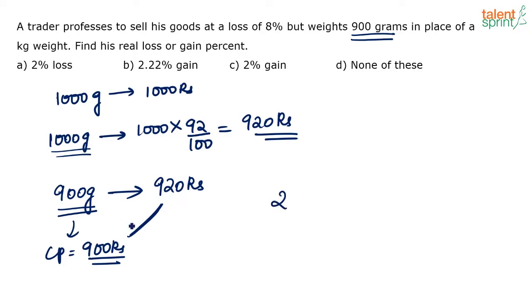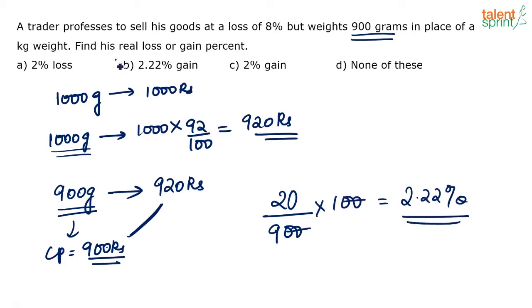His gain is nothing but the selling price minus the cost price, that is 20 divided by the cost price into 100. That is equal to 20 by 9 or 2.22 percentage gain. Correct answer is option B. So always follow this method, you will never go wrong, right?